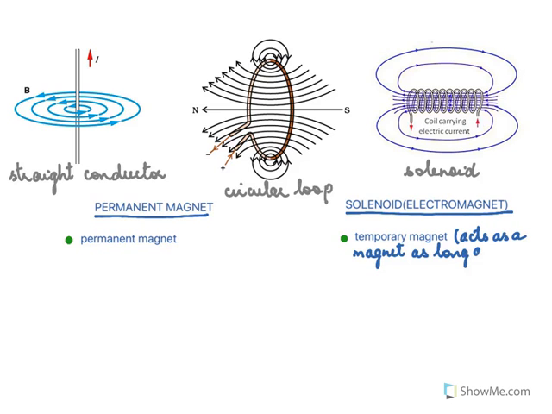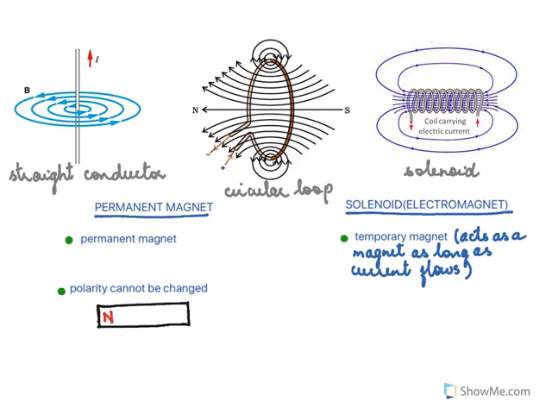It is a magnet as long as current flows through it. The minute the current flows, it acts as a magnet. When the current stops, it stops acting as a magnet and loses its magnetism. Another difference is that the polarity of a bar magnet cannot be changed. If we have a bar magnet, one end will remain north while the other end will remain south. There is no change in the polarity.